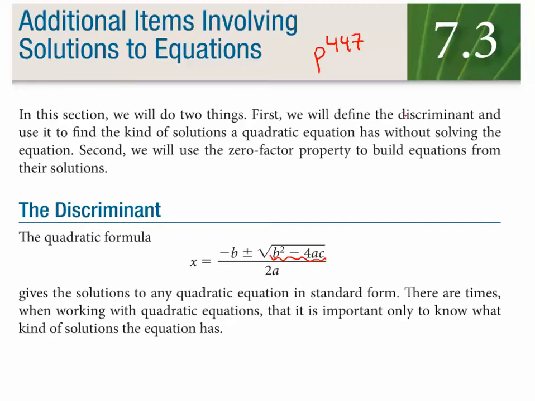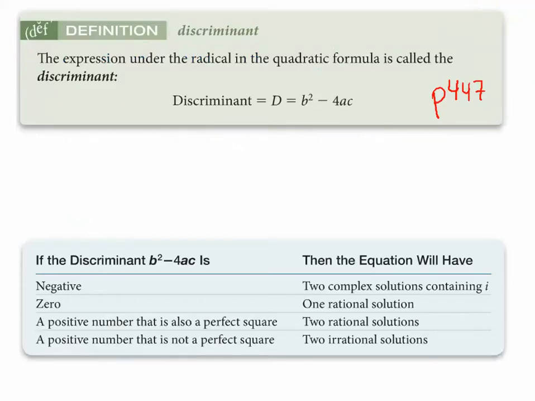So this little part right here inside is very important. We give it a little name here. We call it the discriminant. It's big D, if you want to say it. Okay, big D. B squared minus 4AC. And this is page 447. If you want to turn to it just so you see it in front of you, if you like.